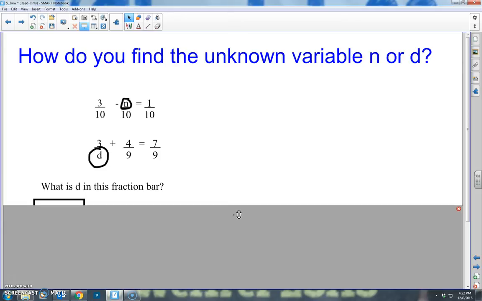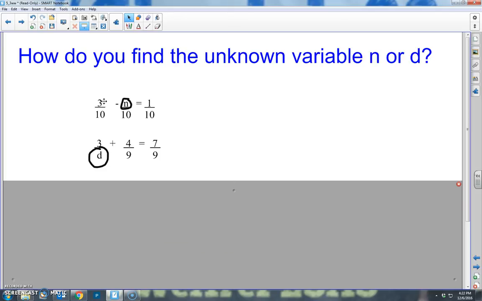All right, welcome back. Okay, we know that 3 minus something equals 1. So our answer is 2. N equals 2. We know that d, when we are subtracting like fractions, the denominator is the same all the way across. So d equals 9.